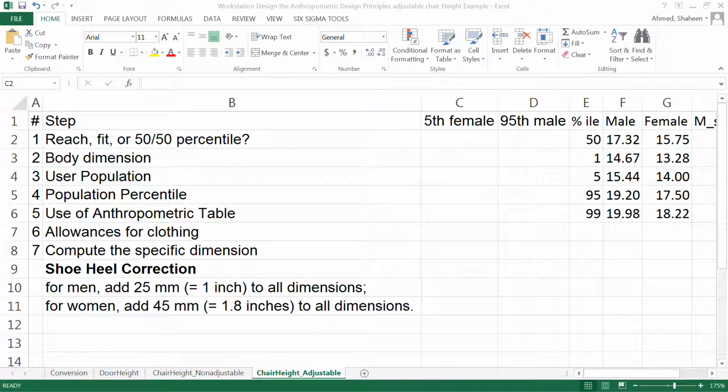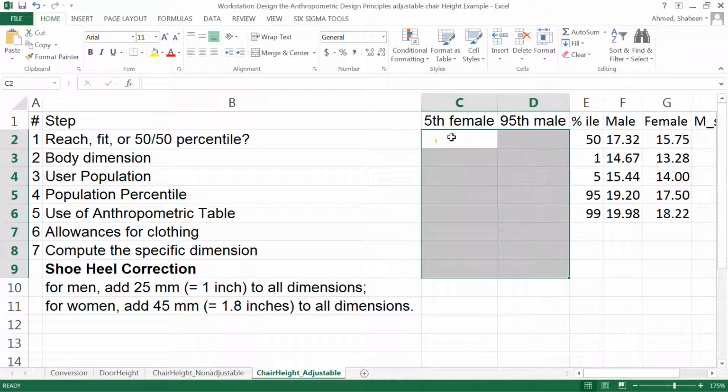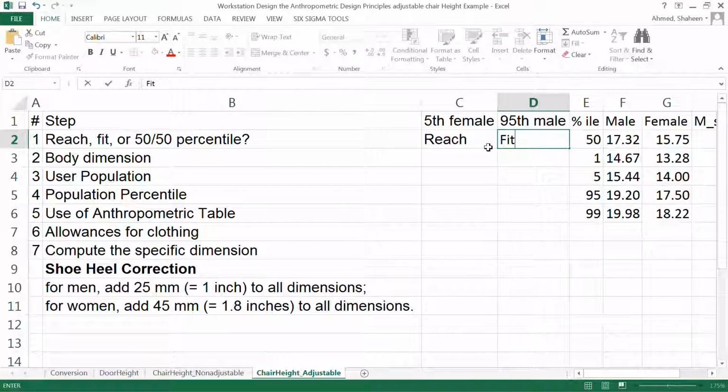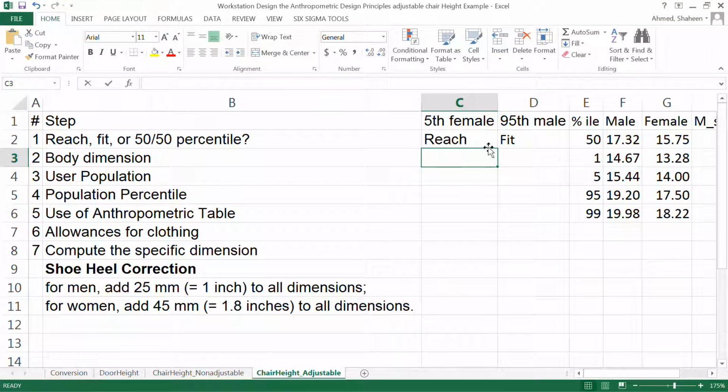In this video, I'm going to explain how you can design an adjustable chair height. So what we're trying to do here is to fit people from all the way 5th percentile female to 95th percentile male. When we talk about 5th percentile female, we talk about reach; for 95th percentile, fitting the largest person, we talk about feet, and then the body dimension is popliteal height.